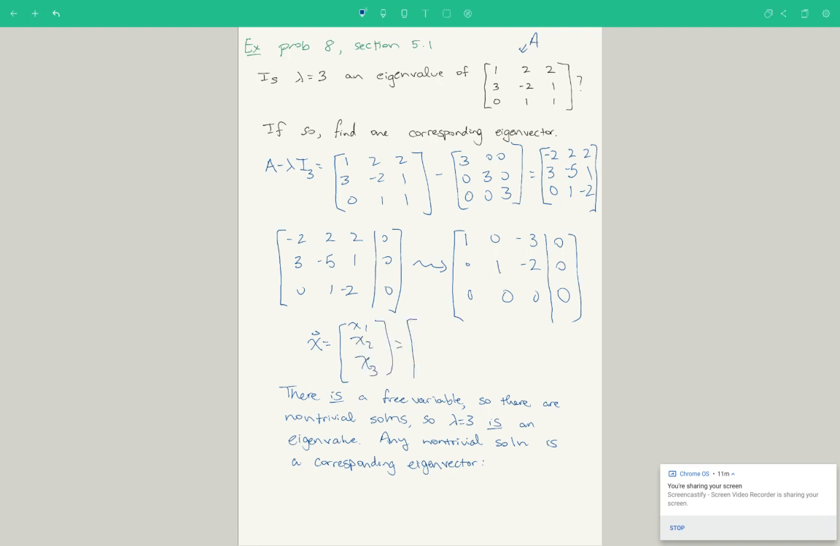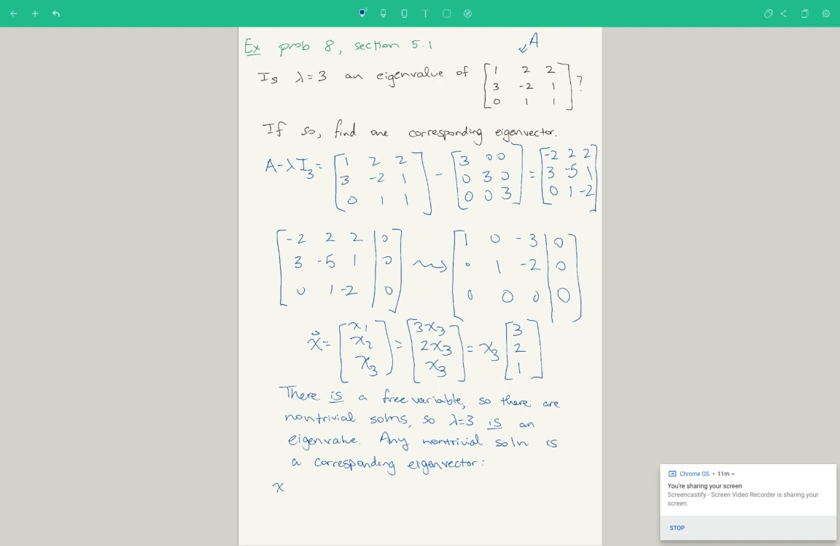And we can see from the first row that x1 equals 3x3. And we see from the second row that x2 equals 2x3. And x3 is a free variable, so it just equals itself. And we can go ahead and factor out x3 and get 3, 2, 1. Okay. So again, because x3 is a free variable, then this lambda is an eigenvalue. And any non-trivial solution, so anything that's not the 0 vector, is going to be a corresponding eigenvector.